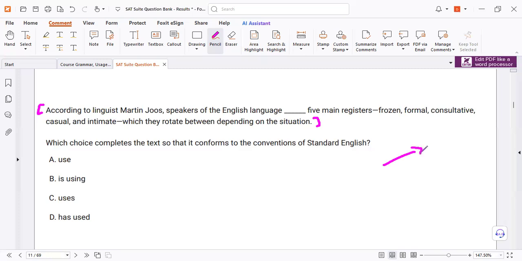Delete any phrase. Delete any relative clause. Delete any non-essential. So, prepositional phrase, delete. Prepositional phrase, delete. Non-essential between two dashes, delete. Relative clause, delete. What is left? Speakers use five main registers. That's all. Right?